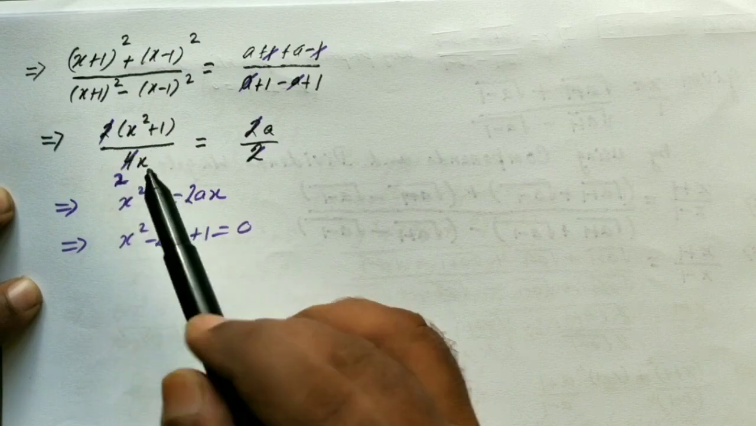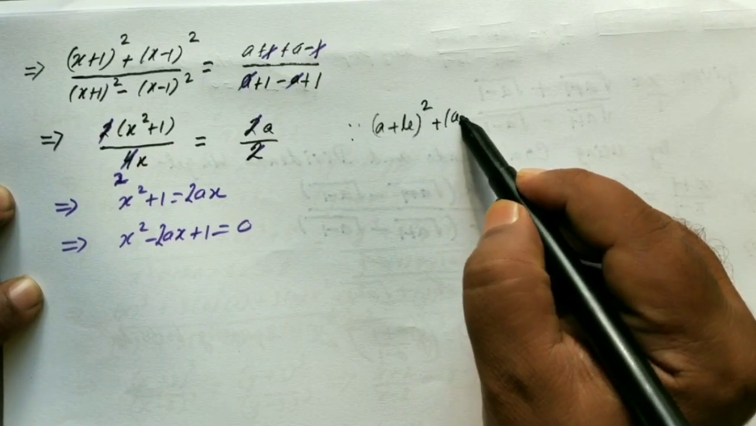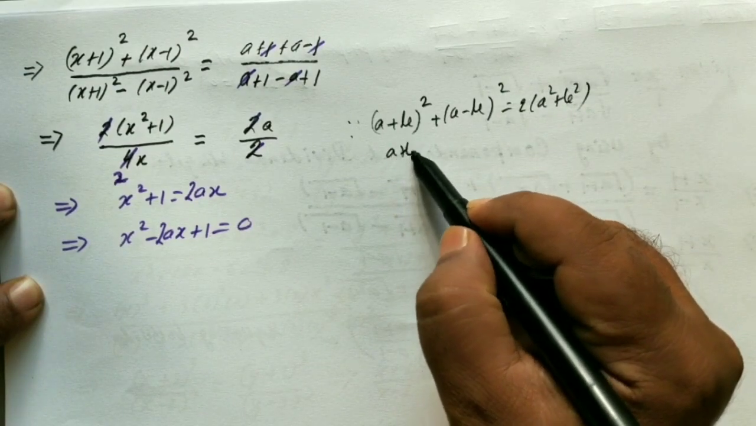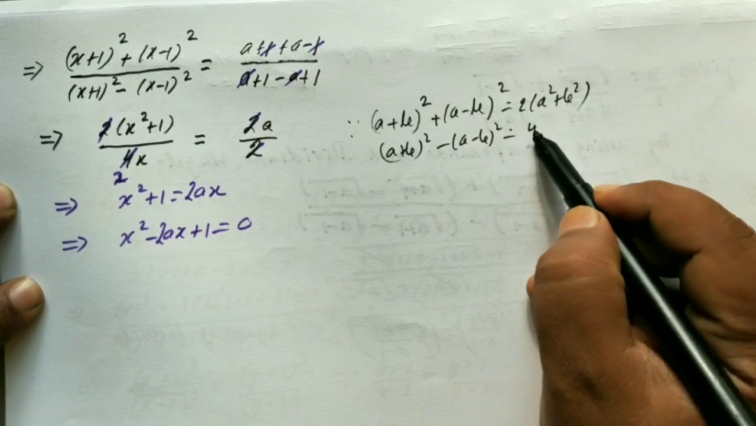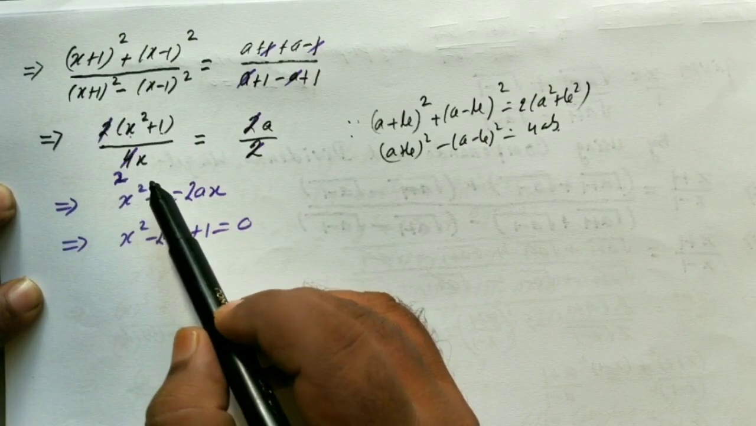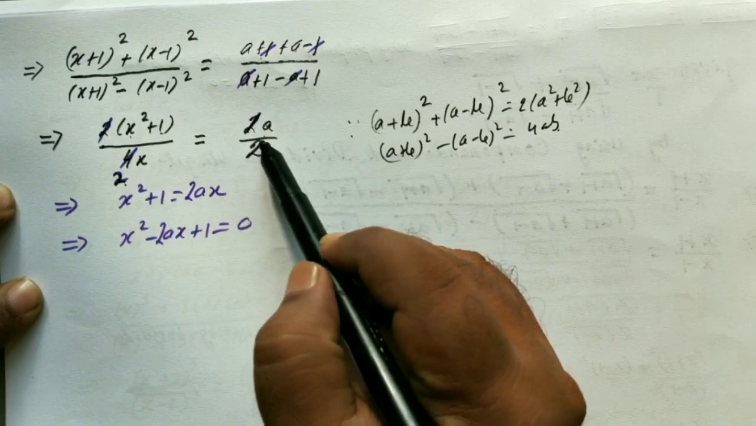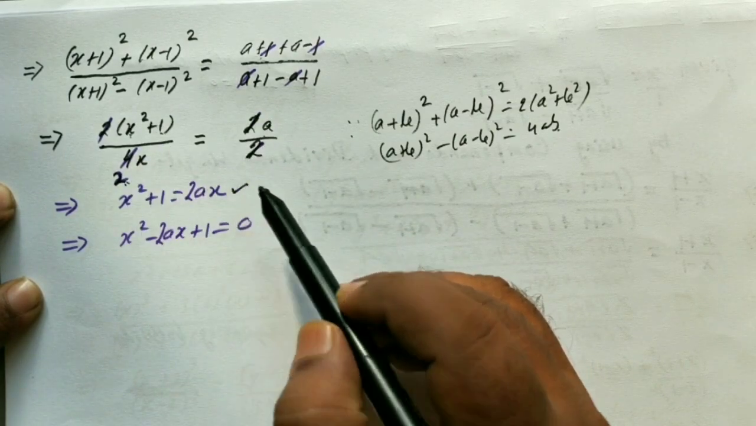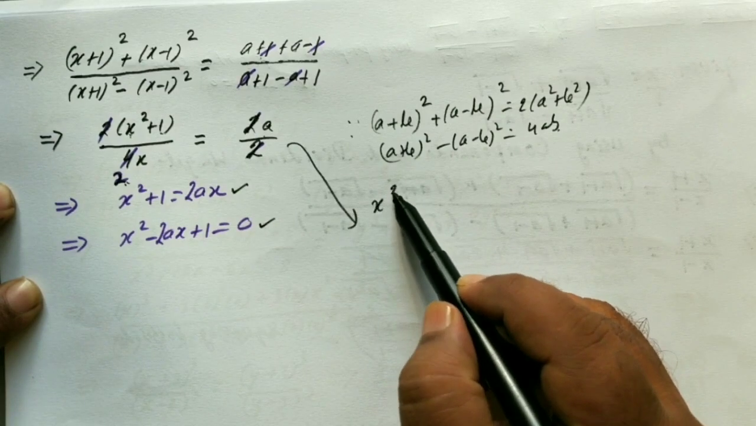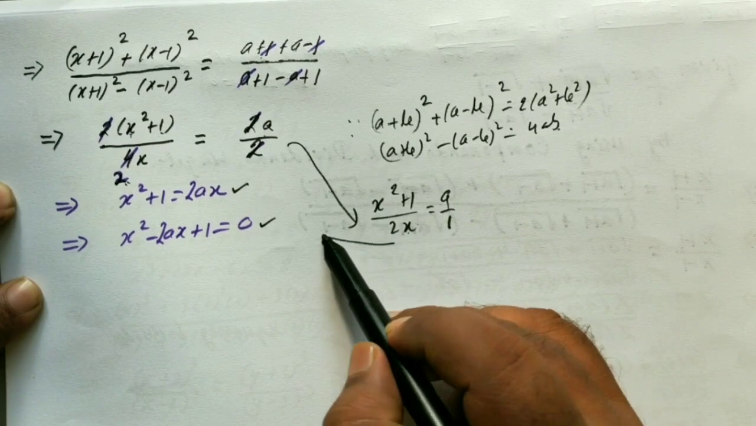See here. Remember, a plus b whole square plus a minus b whole square is 2 into a square plus b square, and a plus b whole square minus a minus b whole square is 4ab. So directly I have used here 2 into a square plus b square, b is 1 here, and 4ab, 4x. So very important, a plus a is 2a and 1 plus 1 is 2. This gets cancelled. This is 2, remember. This gets cancelled. x square plus 1 is equal to 2ax. This is equal to this. This is proved. So remember here, don't get confused. x square plus 1 by 2x is equal to a by 1. And then the cross multiplication, and then from here.